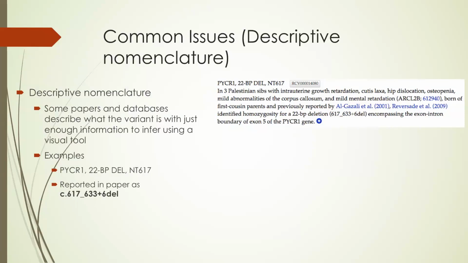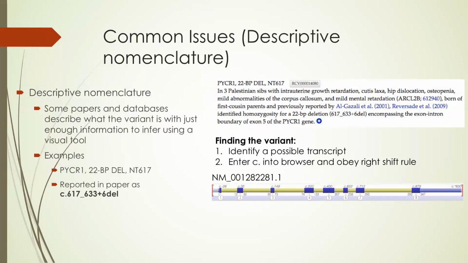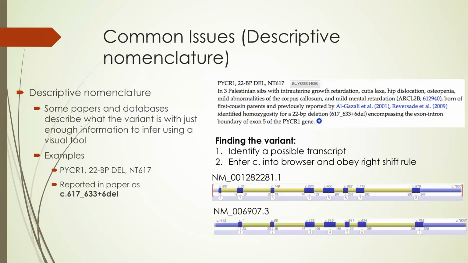So what I did was I went into Alamut and I looked at the transcripts. You could also do this in UCSC. There are actually 2 different transcripts. In this first transcript, if you look at exon 5, we're looking for it to end at the +6 site, so at c.617. And this actually ends at the c.621 nucleotide. So we know that whatever transcript the paper is referring to, it's not this transcript.